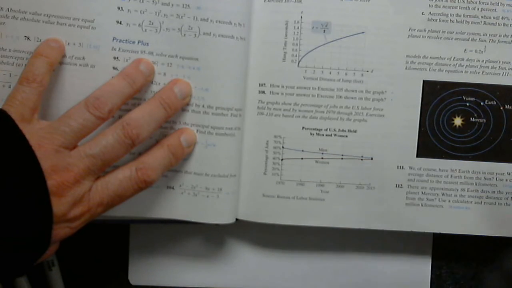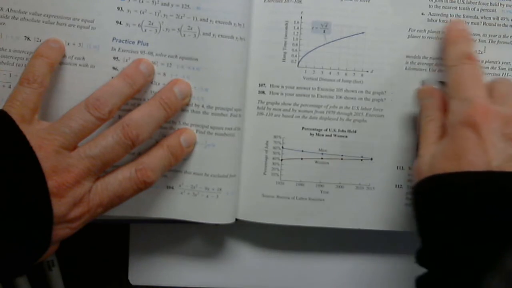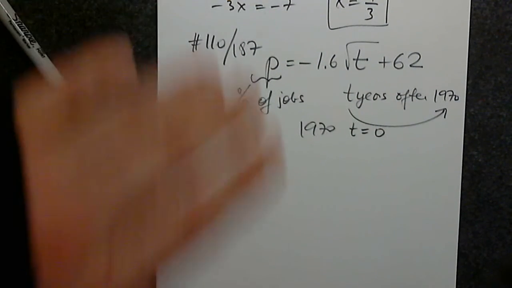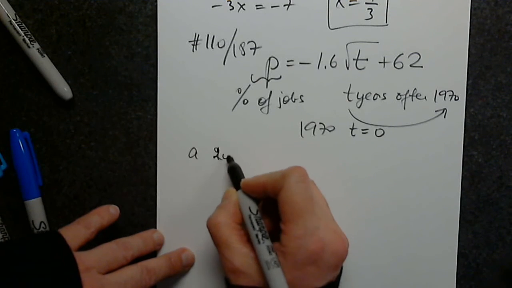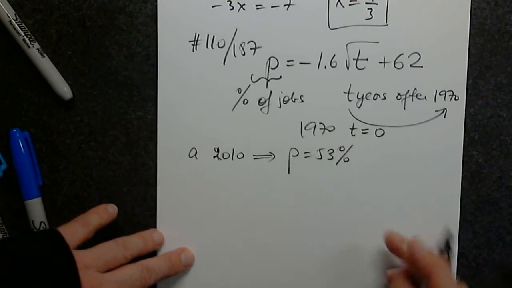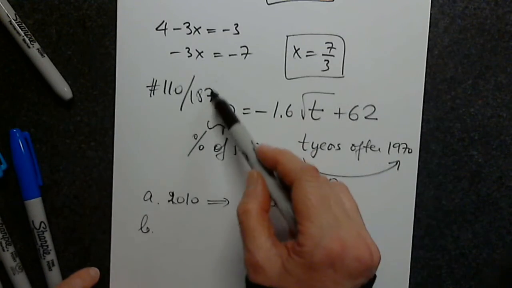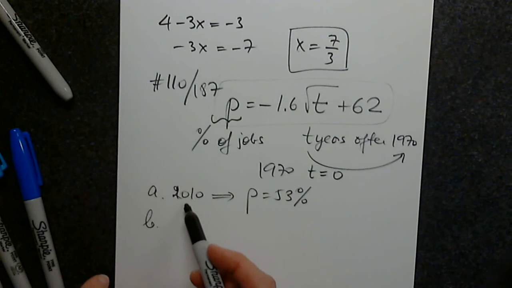Okay, perfect. Part B: use the mathematical model that was given to us to determine the percentage of jobs held by men in 2010. So first we read from the graph. Okay, so we're going to write it down. In part A, we read that for 2010, P was, we decided to put 53%. In part B, they're asking us to use this model and determine the percentage for 2010.